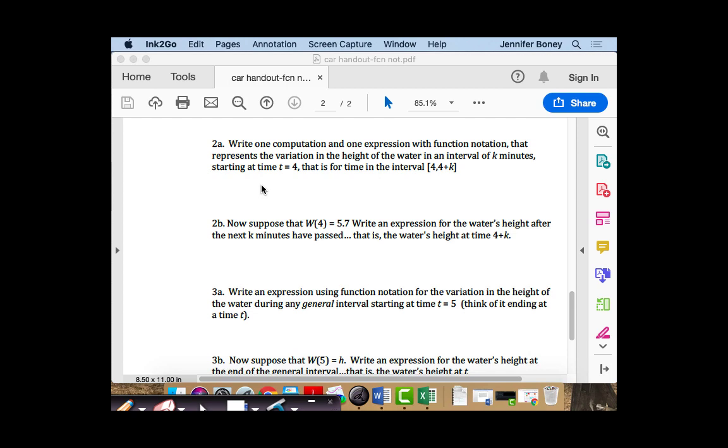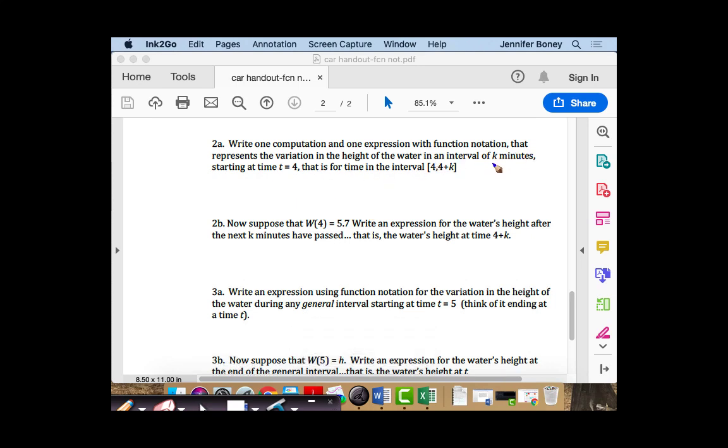K minutes, right. It's not 4 plus k. 4 plus k is the time at the end. 4 is the time at the beginning. So the length of that interval is k minutes, as it says actually in the sentence. So this one describes the interval in terms of how much time goes by. So we've got, let me get this pencil back on again, an interval of k minutes.